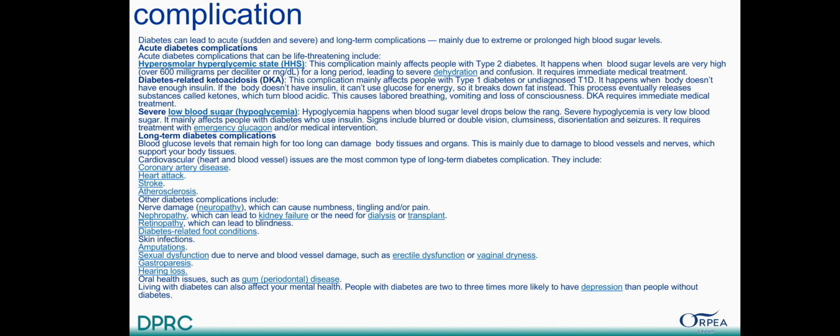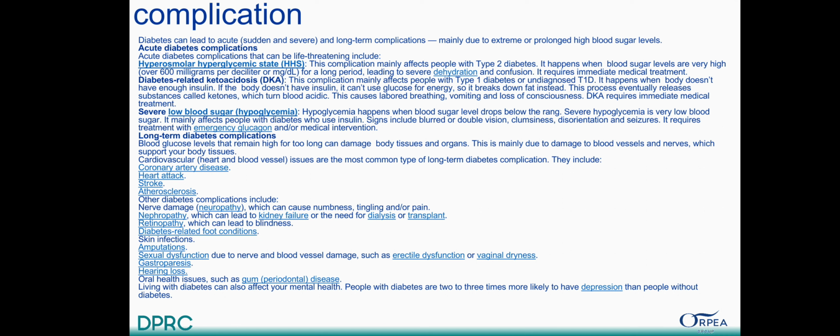Other complications in the nervous system can lead to neuropathy, which mainly presents with numbness and tingling and pain in the hands and feet. On the kidney, diabetes can lead to nephropathy, which can later on lead to renal failure. On the eye and the retina, we have a condition called retinopathy due to high blood sugar level, which can lead later on to blindness.